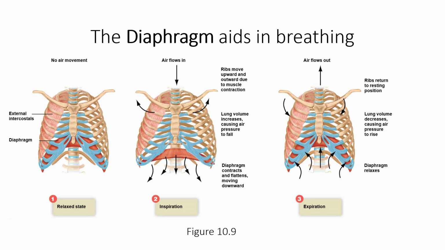Then the diaphragm is going to relax. And as the diaphragm relaxes, the lung volume decreases and the air pressure rises.